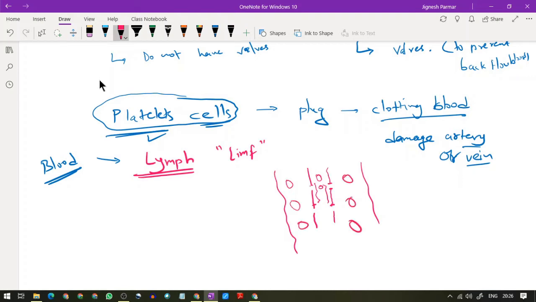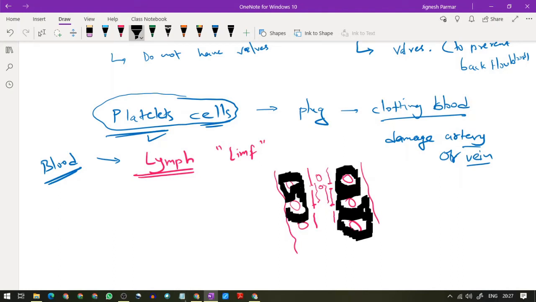So what happened exactly? The plasma from the blood oozes out over here and occupies the space around this cell, the intercellular space. This space is occupied by this plasma, which is coming out from here.